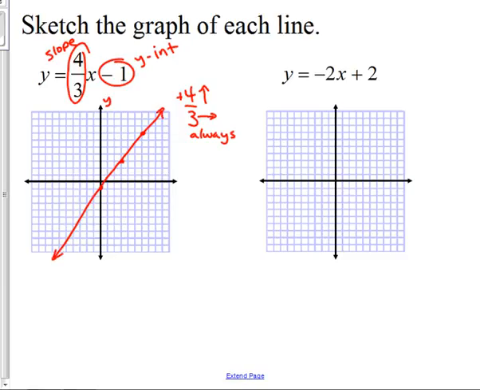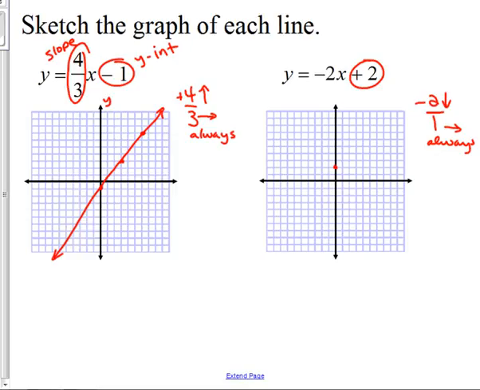Don't forget arrows, and don't forget to extend it all the way to the edge of your graphs. So in this one, the y-intercept is +2, so let's put that there. And now the slope again gives us a hint as to where the other points are. Since there's no bottom part to this fraction, it's going to be a 1. Notice this one is negative, so it's down. But remember, always right.